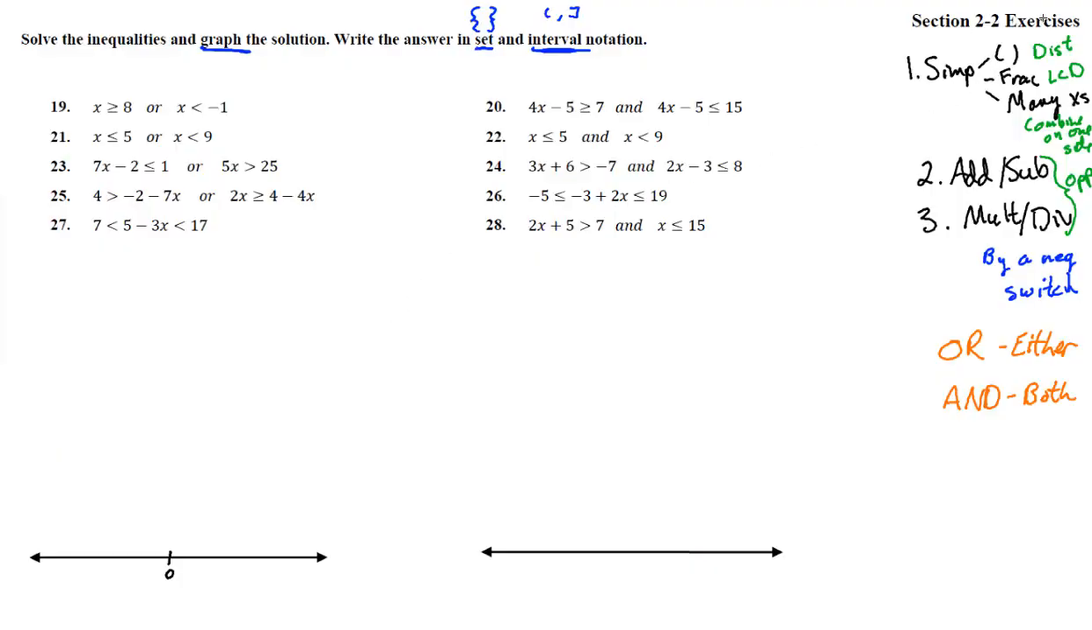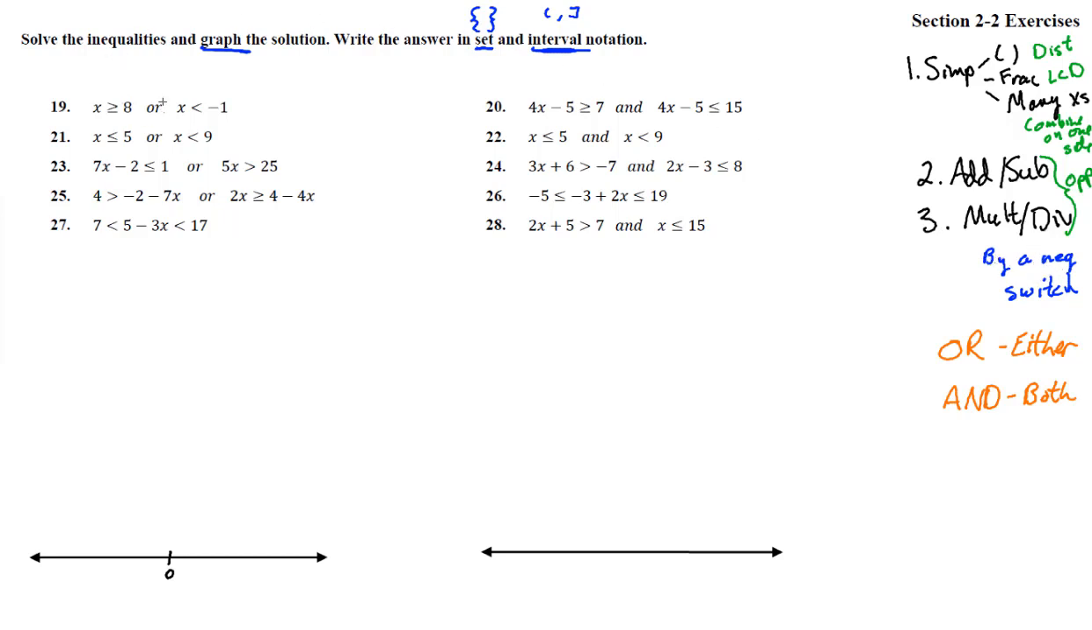Here we are in section 2.2 with exercises 19 through 28. Solve the inequalities and graph the solution. So solving is going to look like the common three-step approach we've been using for all of the linear equations, except that we're going to switch whenever we multiply or divide by a negative.